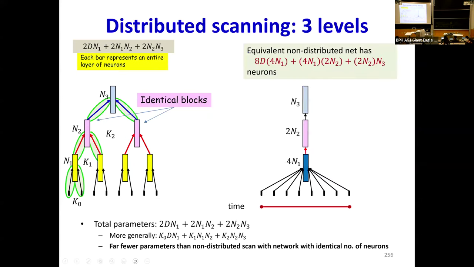If I had a corresponding network without distributed parameters with the same number of neurons, then it's going to have 4 N1 neurons in the first layer, 2 N2 in the second layer, and N3 in the third layer. And if you again look at the numbers, that's going to be 32 d N1 for the first layer, 8 N1 N2 for the second layer, and 2 N2 N3 for the third layer. So again, not only did we gain a factor of 8 in the first layer, we gained a factor of 4 in the second as well. So every time we distribute the pattern over more layers, we are going to require fewer and fewer parameters, right?